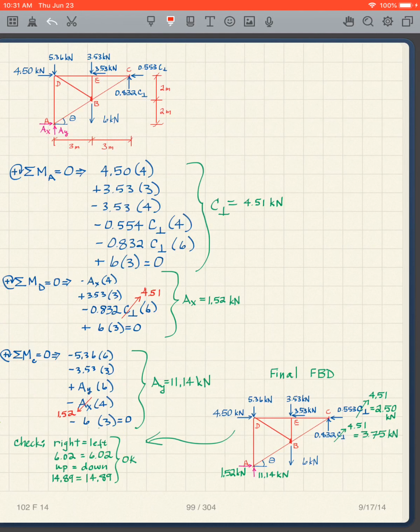And then I'll just note at the end we have C perpendicular is 4.51. Well, I can then substitute that value into there, and I can get my actual numbers of 2.5 kilonewtons and 3.75 kilonewtons. So just plug those in.